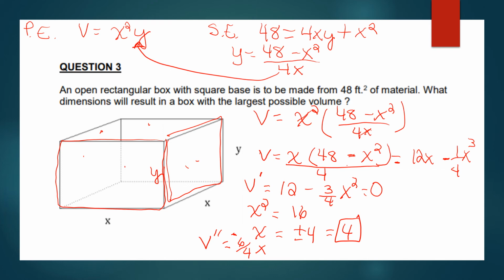So my answer is x equals 4, but that's not my only answer because now I have to find y, and y is equal to 48 minus 16 over 16, which is 48 minus 16, 32. So y is equal to 2. So my dimensions for this are going to be 2 by 4 by 4, because x is 4 and y is 2. So 2 by 4 by 4.